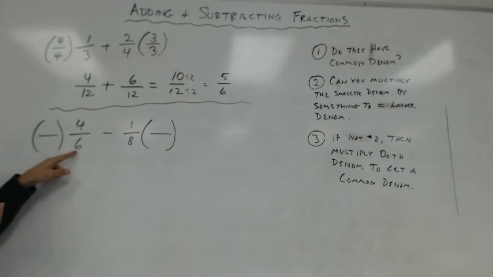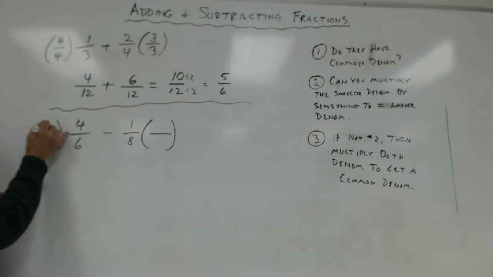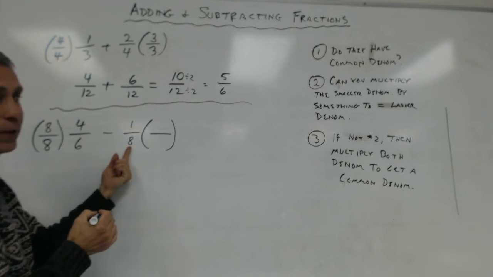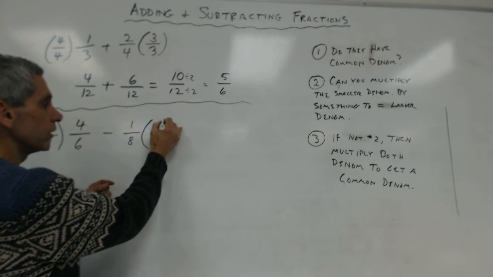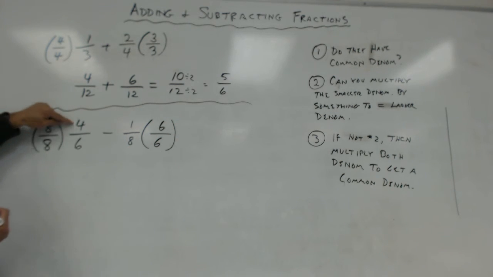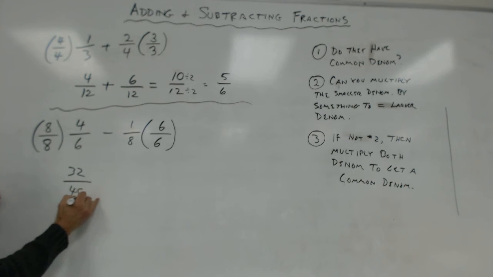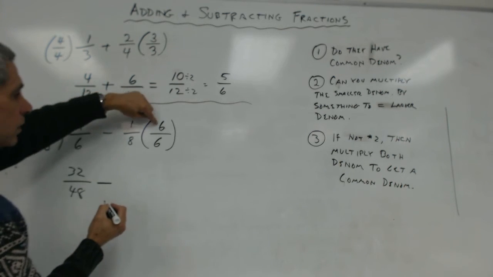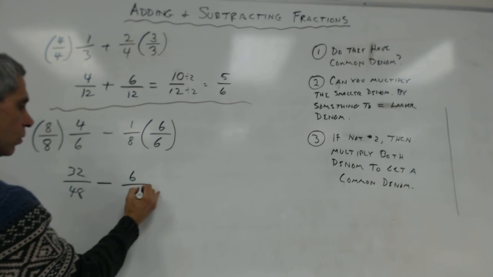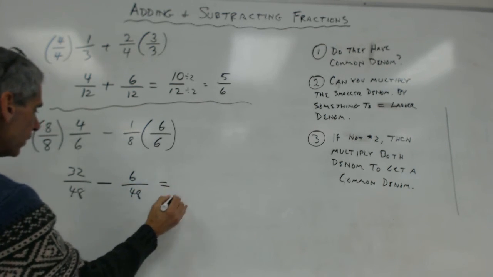Okay, so we're going to make 48 our common denominator. What would I have to multiply this 6 by? 8. So if I put an 8 there, up here I've got to put an 8. What would I multiply this 8 by? 6. So I've got to put a 6 up here. What's 8 times 4? 32 over 48 minus 6 times 1 is 6 over 48. What's my final answer?